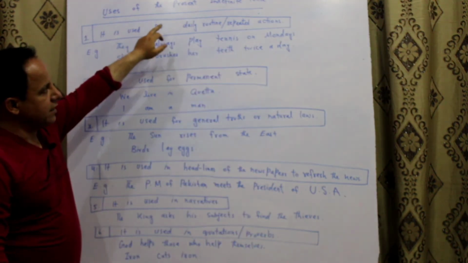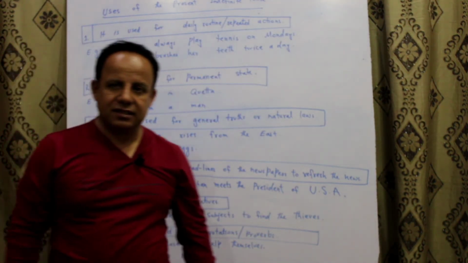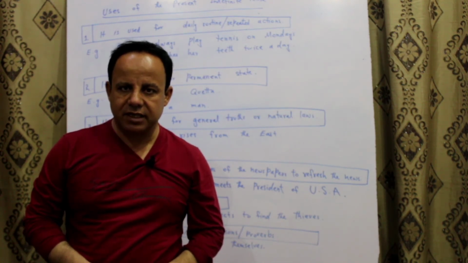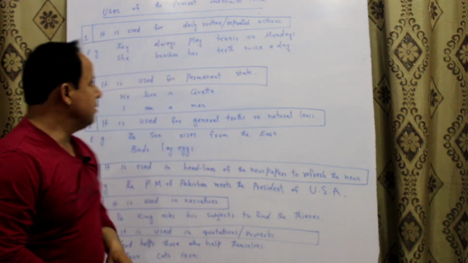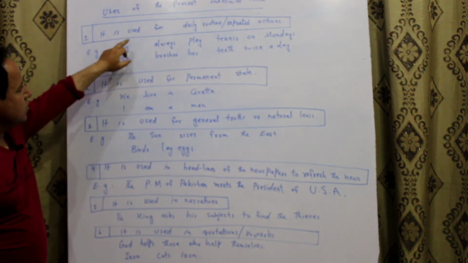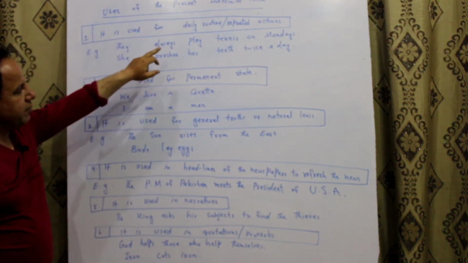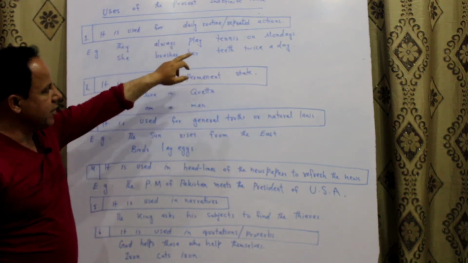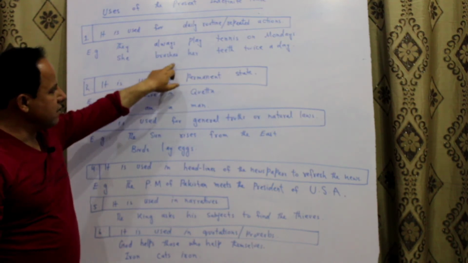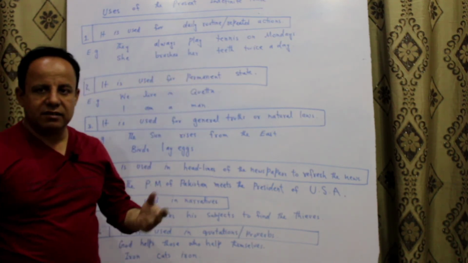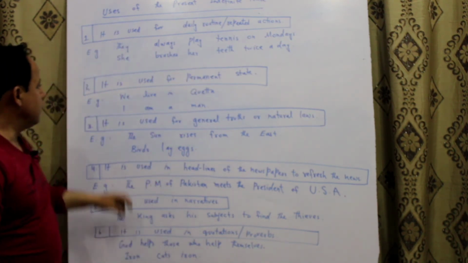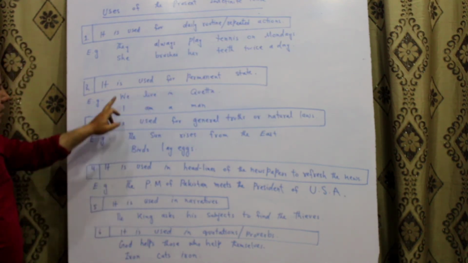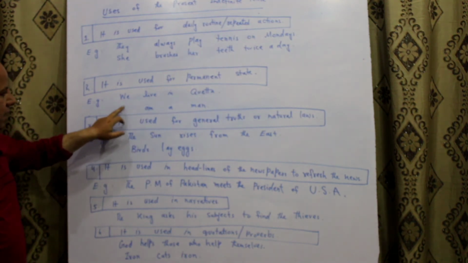Uses of the present indefinite tense. It doesn't mean that it is just used in repeated actions. There might be some other uses of it as well. The first one is that it is used for daily routine or repeated actions. They always play tennis on Mondays. She brushes her teeth twice a day. So these are called repeated actions. Number two is that it is used for a permanent state. We live in Quetta. I am a man.